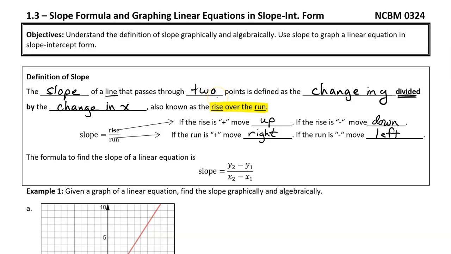And the 2 points that we know this line passes through, we have a nice formula. So the formula to find the slope of a linear equation is: slope equals y2 minus y1 all over x2 minus x1, where these y and x values are coming from the 2 points. So if the first point is x1 comma y1, and my next point is x2 comma y2, then I can find the slope by plugging these numbers into this formula. Let's try it out.